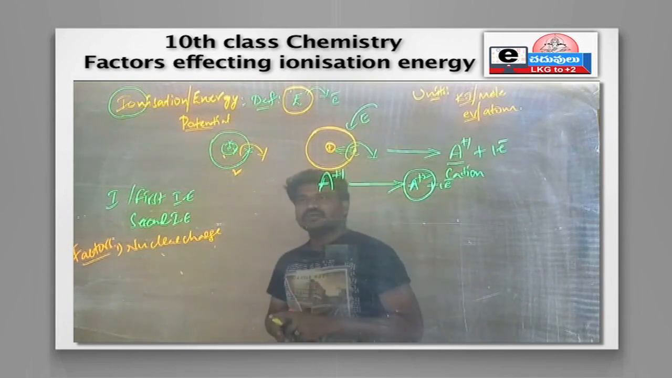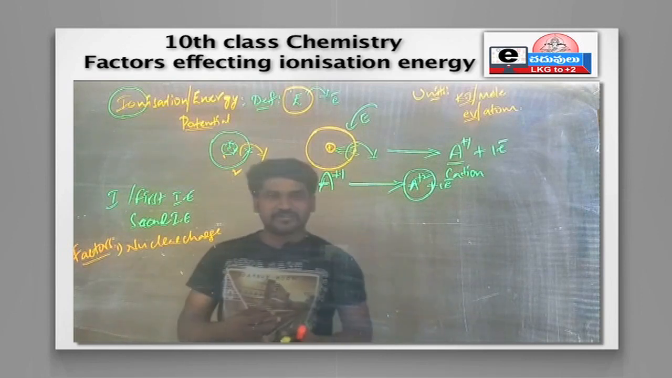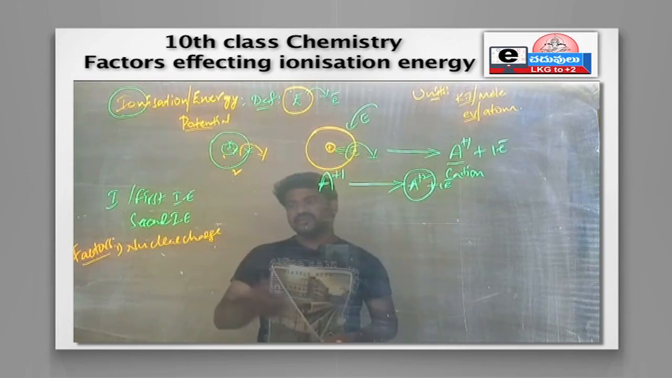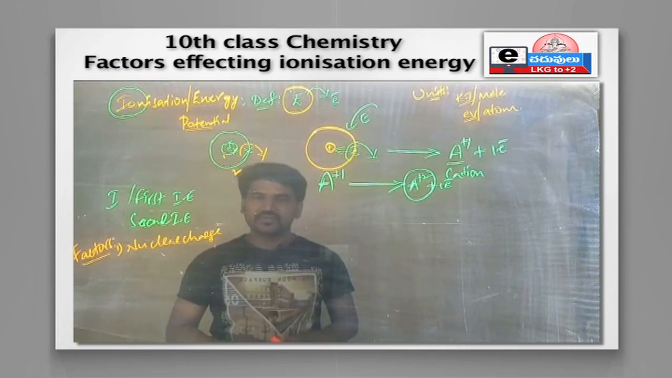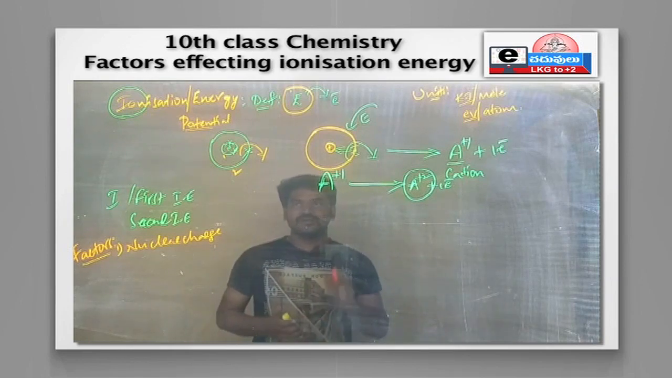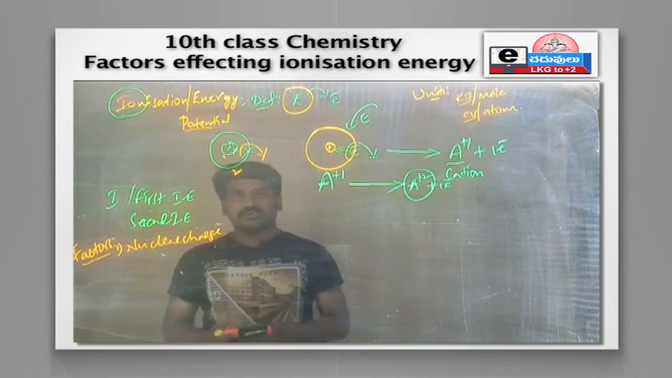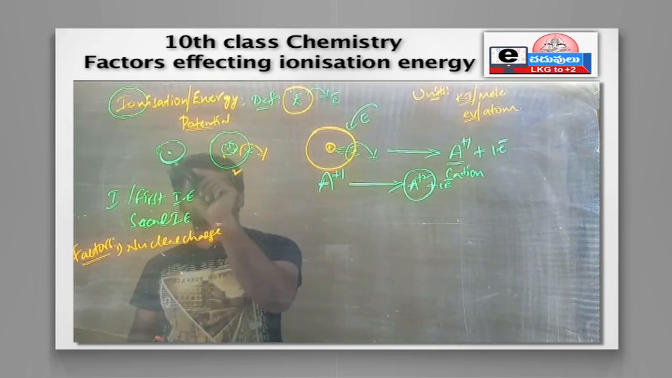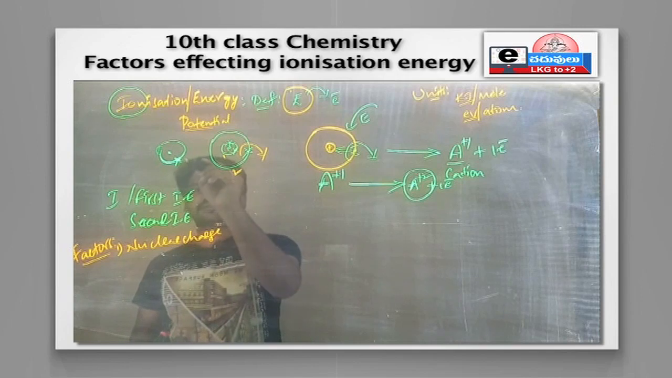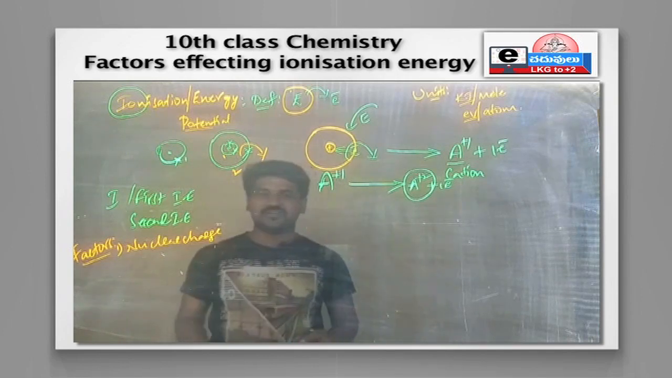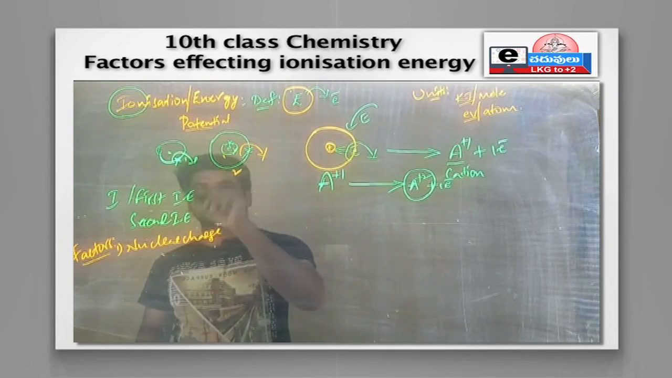Just now we said that in every atom, electrons are attracted by the nucleus. That is nuclear charge. Then how does it affect the ionization energy? Suppose you take one atom here, and one more atom. In atom A, one electron is in the first orbit. Here in atom B, two orbits are there, and in the second orbit one electron is there.